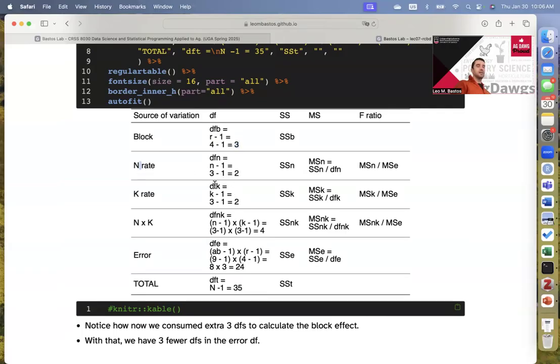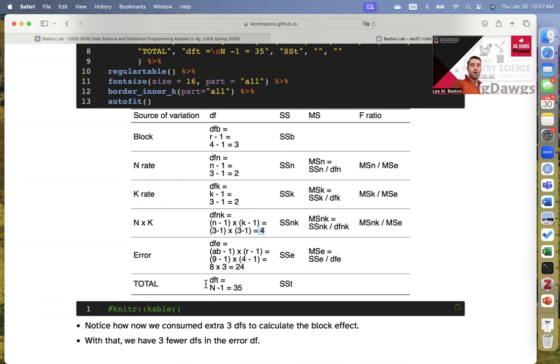Same for nitrogen rate. We do number of levels minus 1. We have 3 levels of nitrogen rate minus 1. That equals 2 degrees of freedom required to estimate the nitrogen rate effect. Same on the potassium rate. We get 2 degrees of freedom. The interaction is basically multiplying the numbers you have on each one of those individual lines. So we have 3 minus 1 coming from nitrogen rate times 3 minus 1 coming from potassium rate. We need to consume a total of 4 degrees of freedom to estimate that interaction effect.